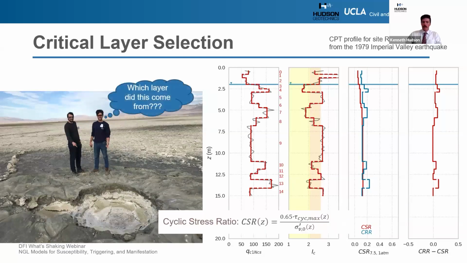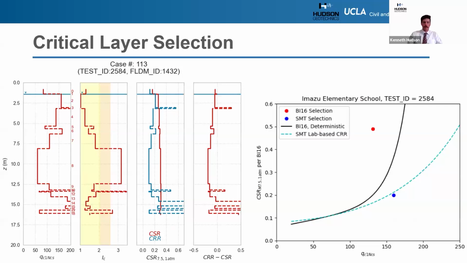Some analysts use the critical or weakest link approach, where you purely choose the layer that has the lowest tip resistance that you think is susceptible. Others try to consider the stratigraphy and use judgment of all the borings and CPTs around the entire area and an understanding of what happened. But most of the time, it becomes a very difficult judgment call.